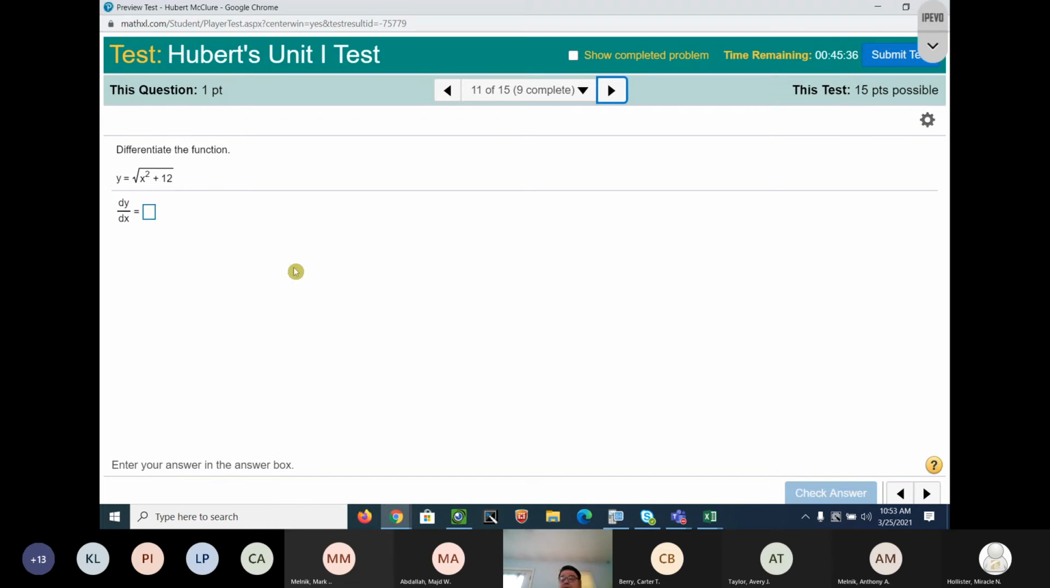All right, differentiate that one. Got 7 minutes. We got to hurry. Y is equal to the square root of x squared plus 12. What's the first thing you're going to do? Rewrite it. Thank you. Now use your chain rule.